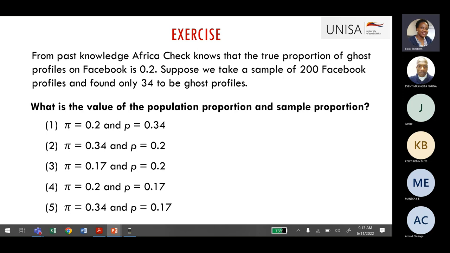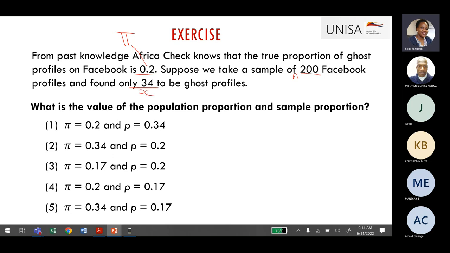So we go back to our question. What is it that they have given us? They say that from the past, they know that the true proportion of ghost profiles on Facebook is 0.2. So this should be our population proportion, pi. Suppose that we take a sample of 200, that should be our n, and find out only 34 are ghost profiles, and 34 is our x.